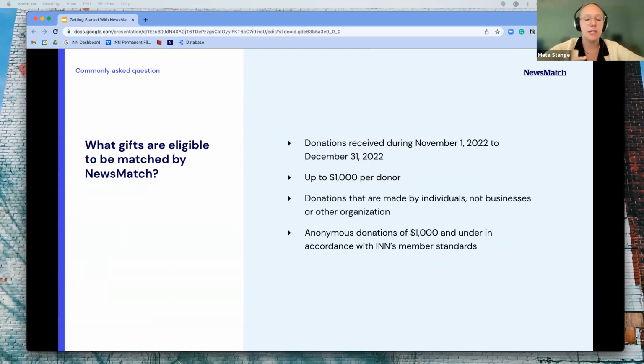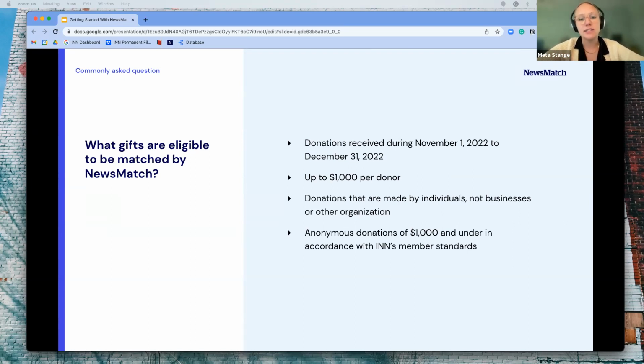Now that we've gained some clarity around partner funds, let's return to the actual basics of the matching gift campaign, starting with what gifts are eligible to be matched. Donations received during the campaign period, which runs from November 1st through December 31st, are eligible to be matched. NewsMatch will match up to $1,000 in donations made by a single donor within the campaign period. NewsMatch will only match donations made by individuals, not businesses or organizations.